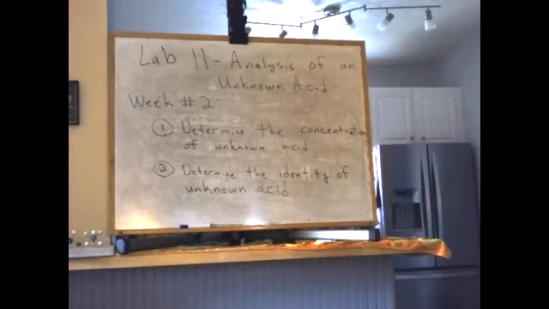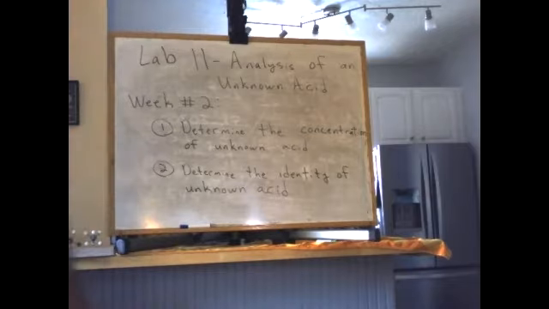The way we're going to address both of these problems is by measuring a titration curve for a reaction between sodium hydroxide and this unknown acid. So we're actually going to be measuring a titration curve and using these titration curves to figure out both the concentration and the identity of the unknown acid. So let's talk about how we're going to do this.